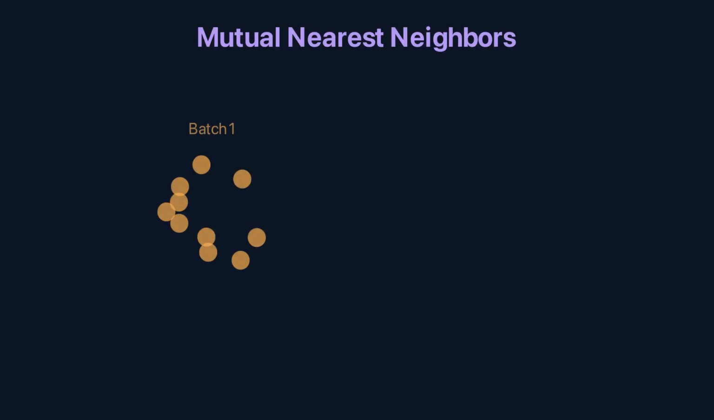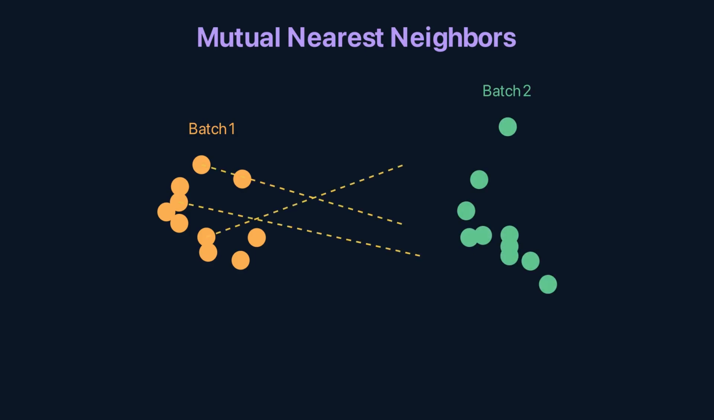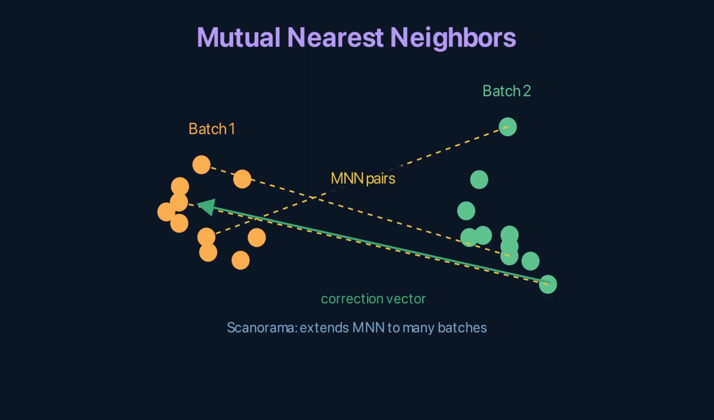Mutual nearest neighbors takes a different approach. For two batches, find pairs of cells where cell A from batch 1 is in cell B's nearest neighbors in batch 2, and cell B is in cell A's nearest neighbors in batch 1. These mutual nearest neighbor pairs are the bilingual speakers, cells of the same type that appear in both batches. The difference between paired cells defines the batch correction vector. Apply this vector to all cells in the batch, weighted by distance to the anchor pairs. Scanorama extends MNN to multiple batches by finding overlapping cells across a panorama of datasets.